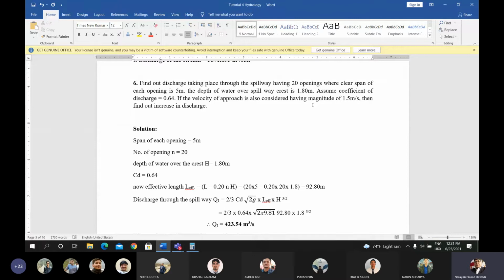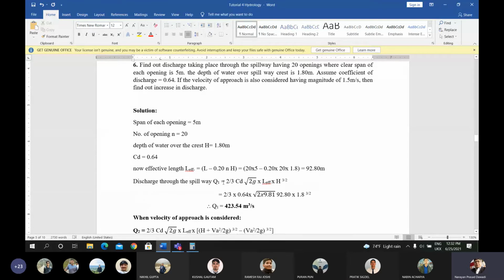so that the water will flow in between those bays. Okay, so the effective length will be reduced, so the 0.20 is the constant coefficient here. This is generally taken as 0.20 n, where n is the number of openings. Okay, n is the number of openings, 20. This is the formula. Total width is 20 into 5 minus 0.20 times the number of openings, 20, times the height, 1.80. You will get the effective length as 92.80 meter. Instead of 100 meter, you will get the effective length of 92.80 meter.